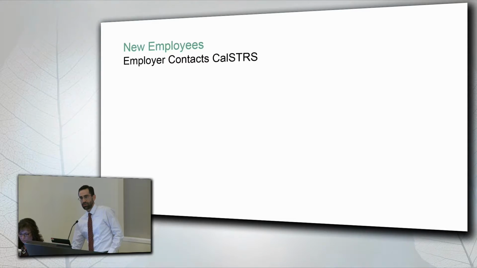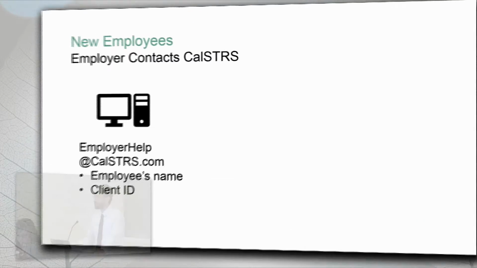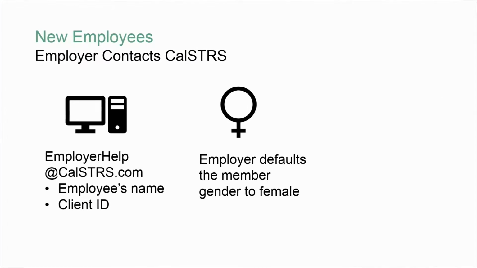Now, for new employees, we ask that you, the employer, contact us here at CalSTRS directly. And we're going to ask you to make note of a couple of things, please. First, please email your point of contact at employerhelp@calstrs.com. Please provide the employee's name and their client ID, and that they wish to make this designation. Second, whether reporting through the MR87 file or through REAP, please default the gender to female. That way our actuaries can make conservative assumptions about these benefit payments. Because we all know the women outlive the men, right?